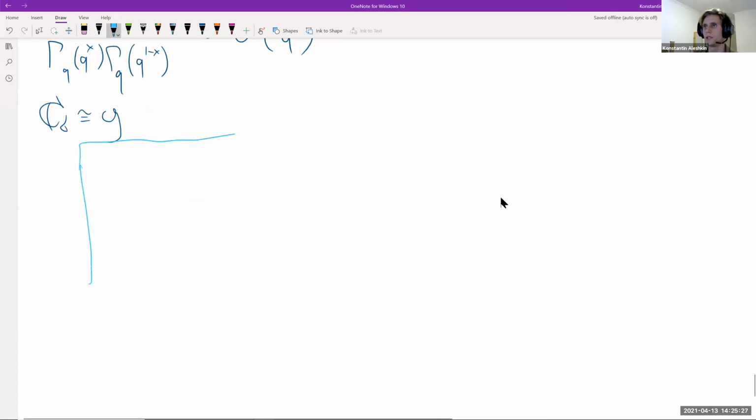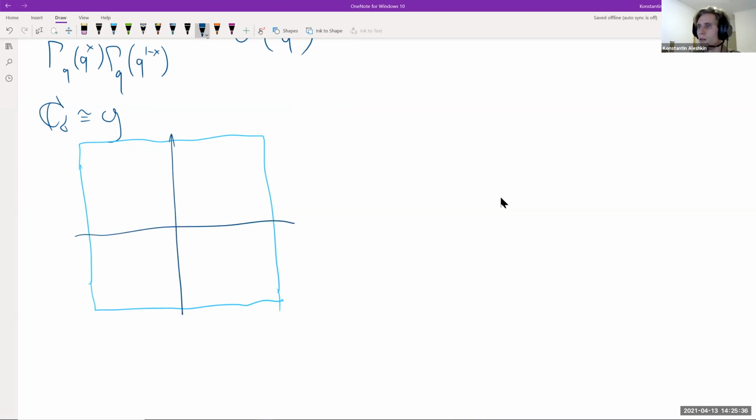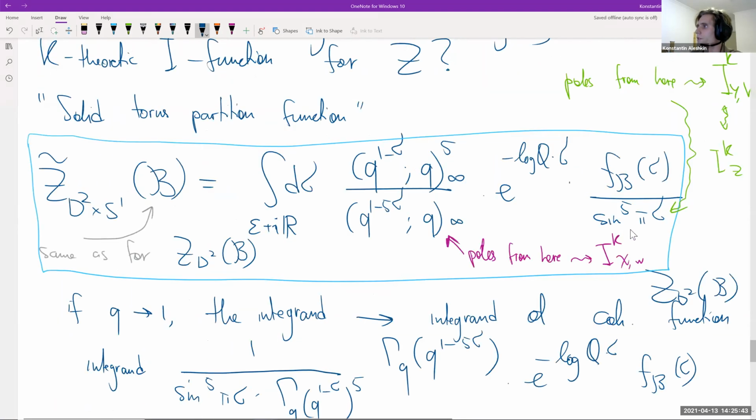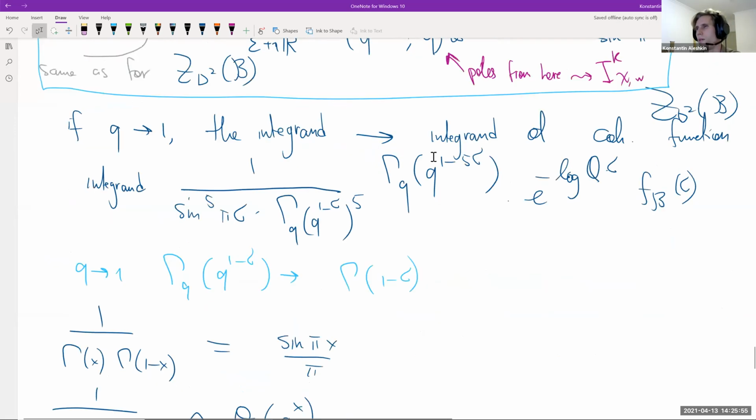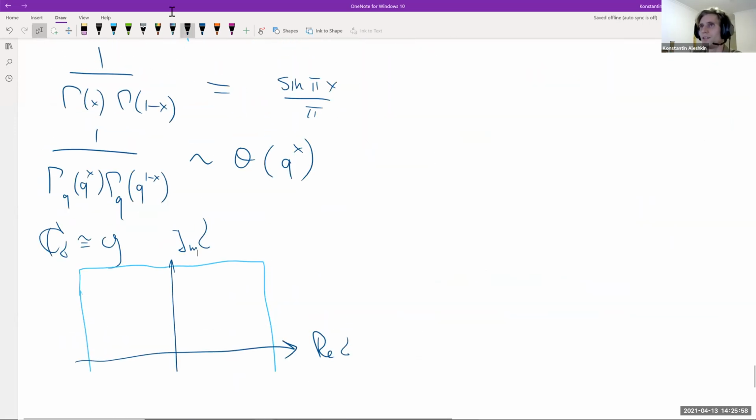So I want to draw these poles on this diagram. This is the real part of sigma, this is the imaginary part of sigma. First of all, the signs: the sines have poles where sigma is an integer, and they cancel with zeros of this. Most people know this, but I still want to write this expression.